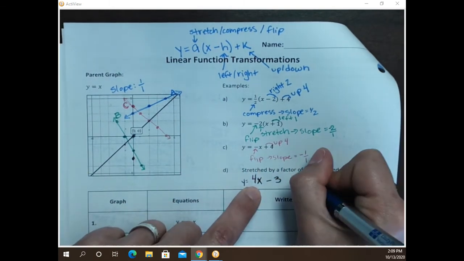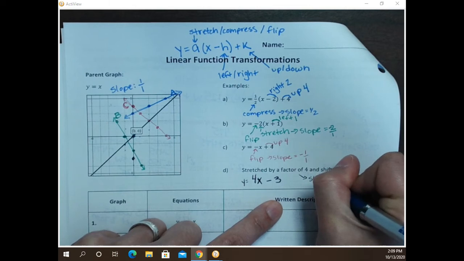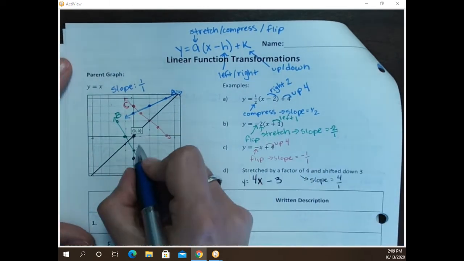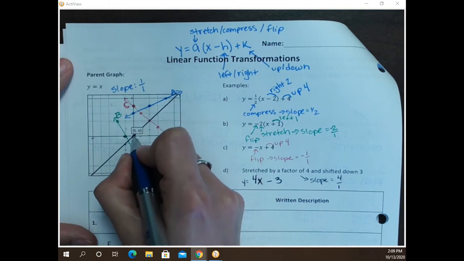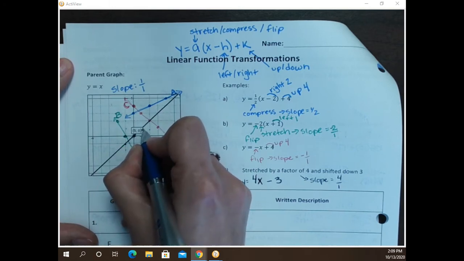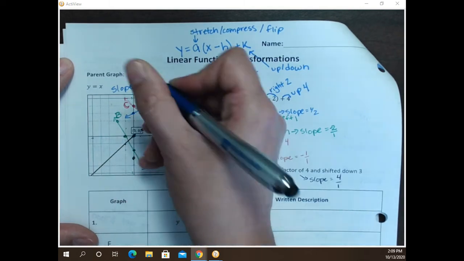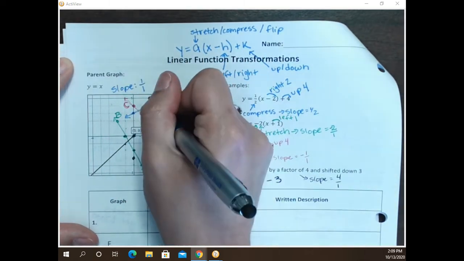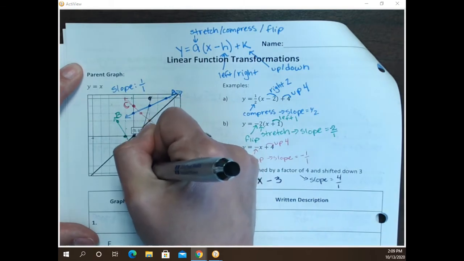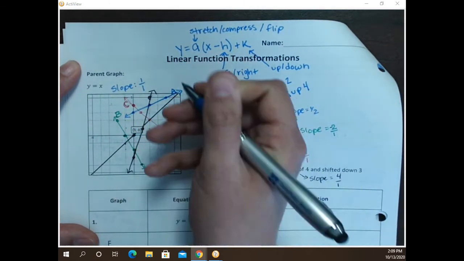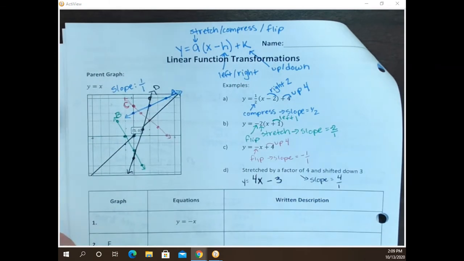And then that stretch by 4 means that my slope now will be 4 over 1. So up 1, 2, 3, 4 over 1. So very steep line for this last one. Okay, and there's my graph for D.